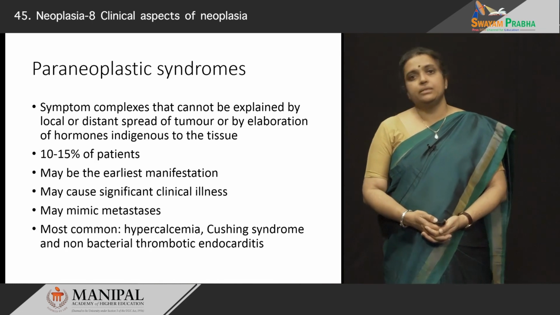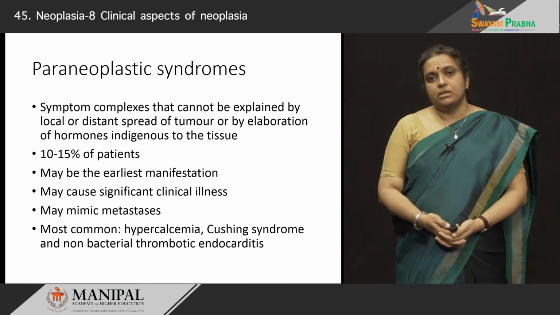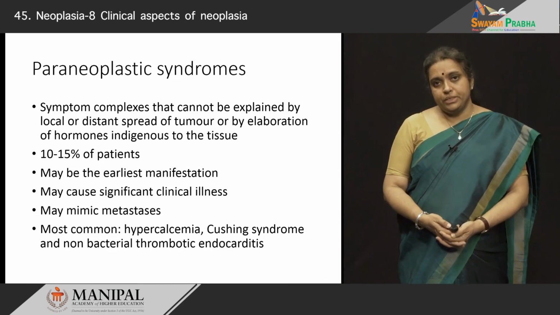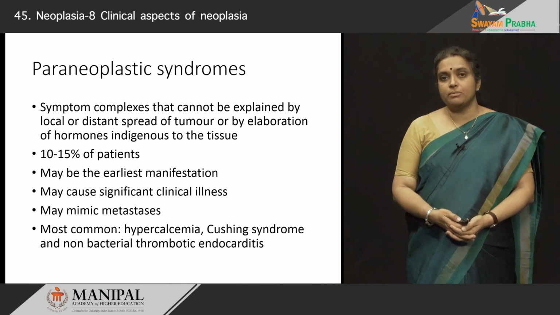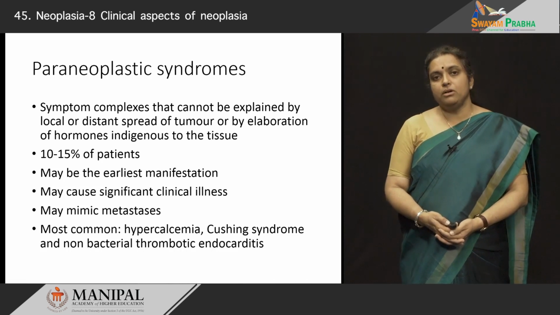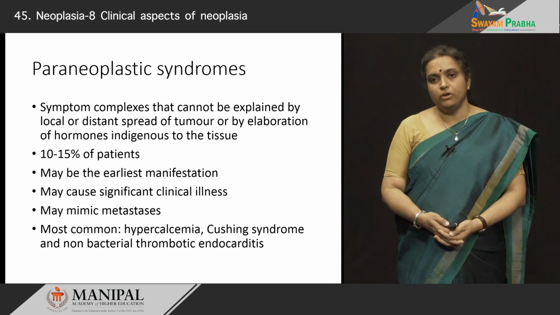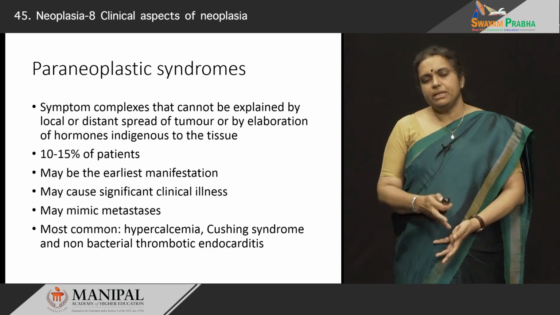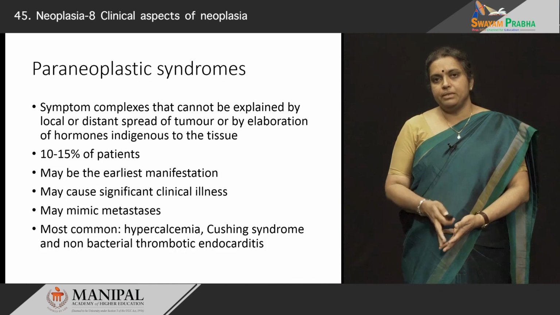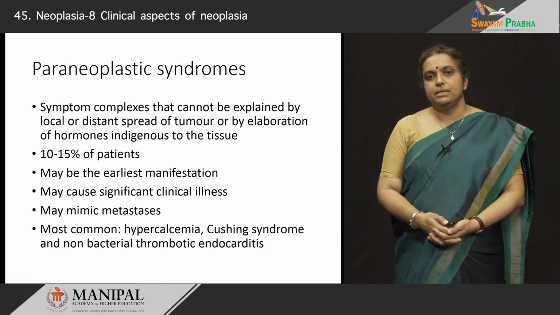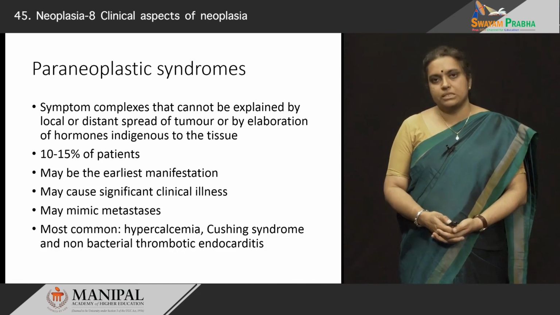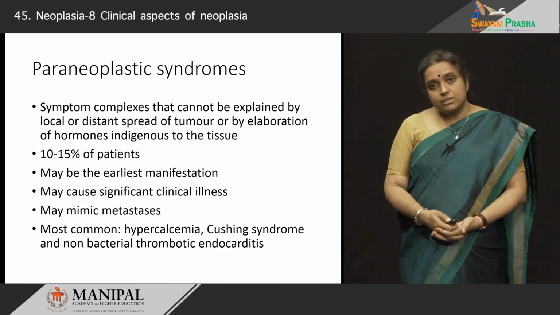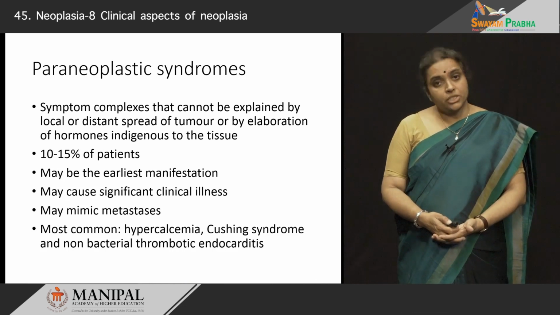Now, what are paraneoplastic syndromes? These are peculiar to neoplasia, wherein you have symptom complexes that cannot be explained by the local or distant spread of tumor or by elaboration of hormones indigenous to the tissue. Now, let me give you an example. The classical example is lung cancer or squamous cell carcinoma of the lung. This causes hypercalcemia, Cushing syndrome.